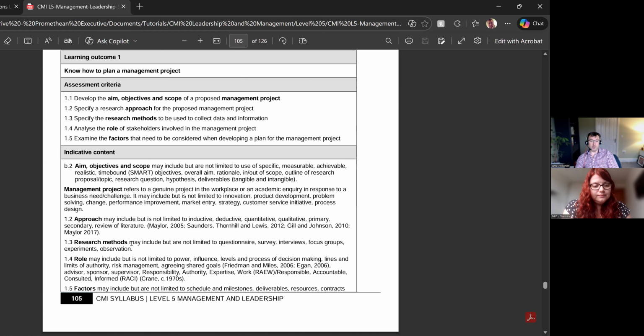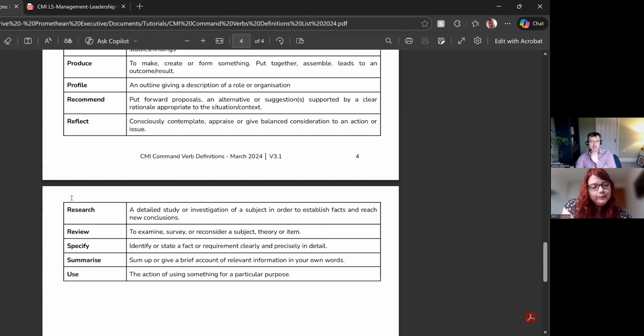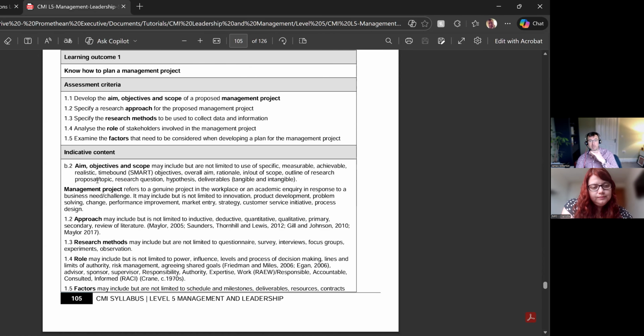So we might want to get into, for this particular topic, talking to customers, frontline staff, and executives, getting primary information from the key stakeholders around the thing. Generally, what's the best quality approach you could take for your particular proposal, what's going to work best? You're going to specify that here, and looking at our command verbs again, to identify is to state a fact or requirement clearly and precisely in detail. So it's going to lay out your methodology a little bit here.